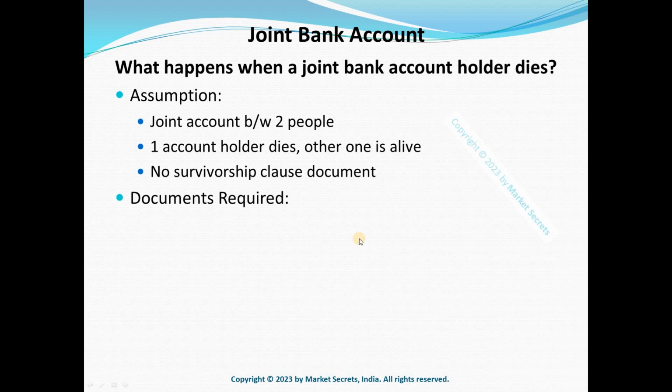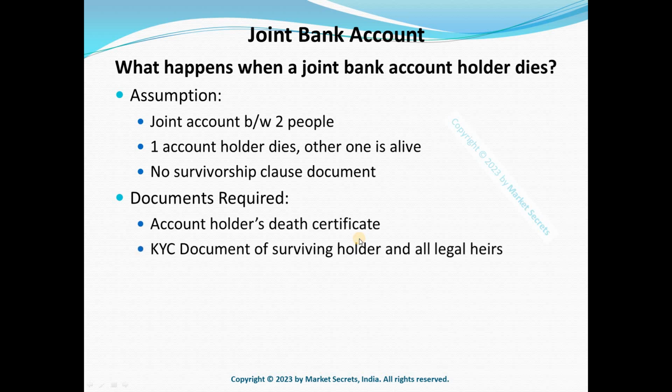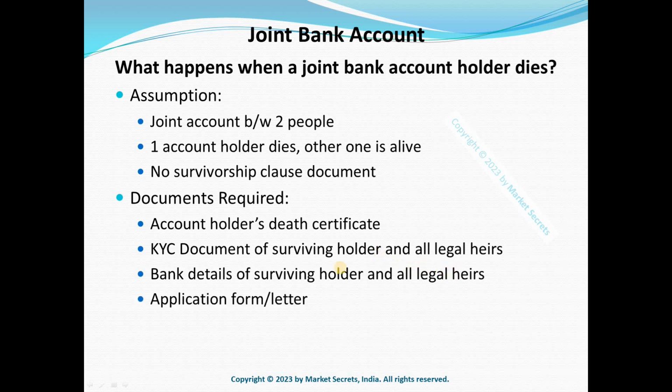Now, what are the documents required to make the claim? First one, the account holder's death certificate, and you also need the KYC document of the surviving joint holder, and also the KYC document of all the legal heirs of the deceased. So you need KYC documents for all of these people, and you need the bank details of the surviving holder and also all the legal heirs of the deceased. And finally, you need to submit the application form or the letter. So you need to submit all these documents to the bank.